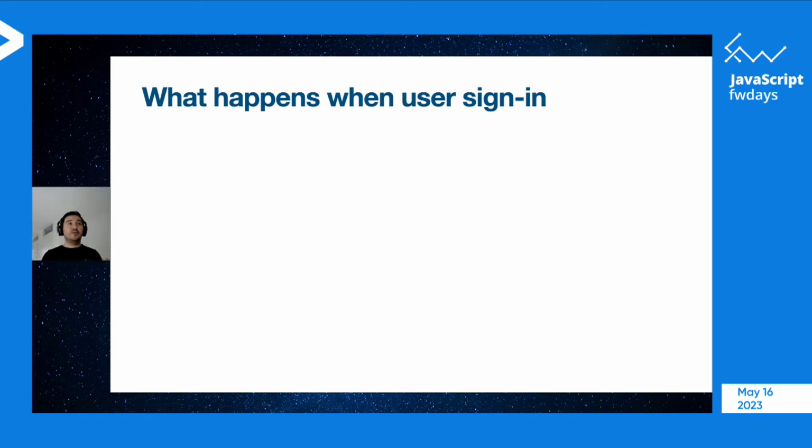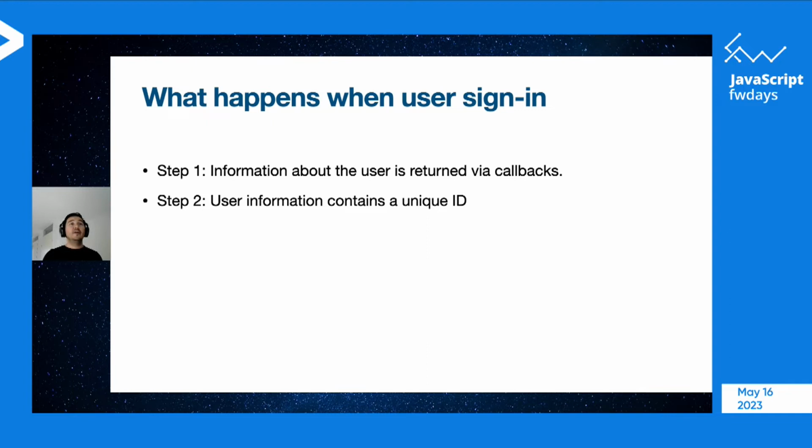What happens when a user signs in to our application? Basically, information about the user is returned with a callback. This allows us to personalize the app for a specific user. That user information contains a unique ID that is guaranteed to be distinct across all authentication methods. And that unique ID is used to identify the user in different parts of the backend system. For example, later we'll cover database and cloud functions. So basically, that user ID would be used there.